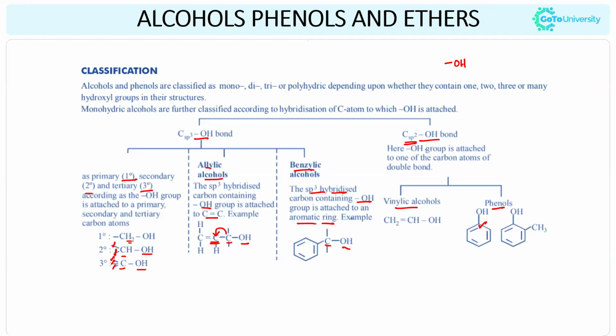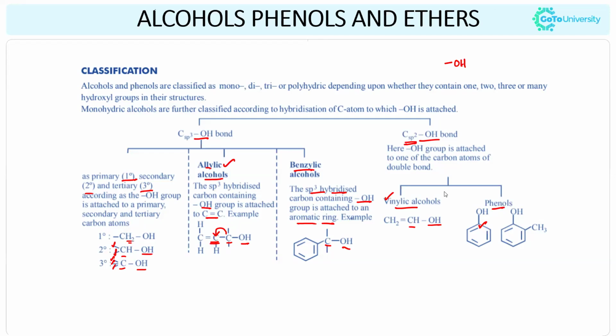Now coming to vinylic alcohols, here the hydroxyl group is connected to the double bonded carbon. So this is also different from allylic. Allylic means the hydroxyl group connected carbon is connected to the double bonded carbon. Vinylic means the hydroxyl group itself is connected to the double bonded carbon. So that is the difference. We have to know how they are classified and memorize those things. If there is any confusion, it will lose you marks, so don't do that.